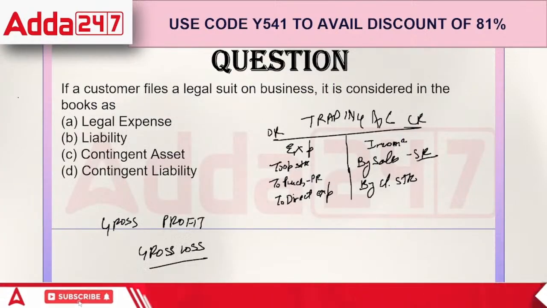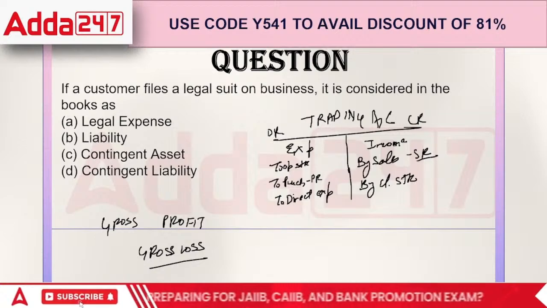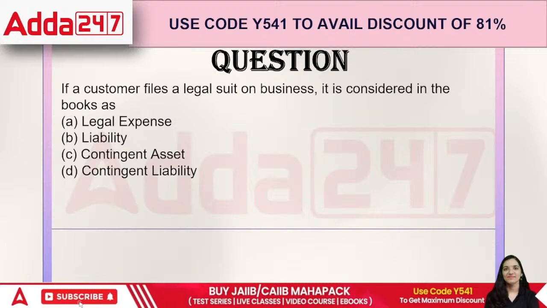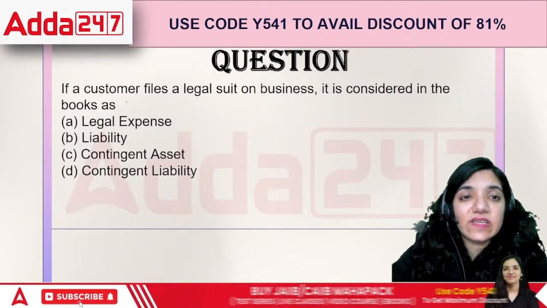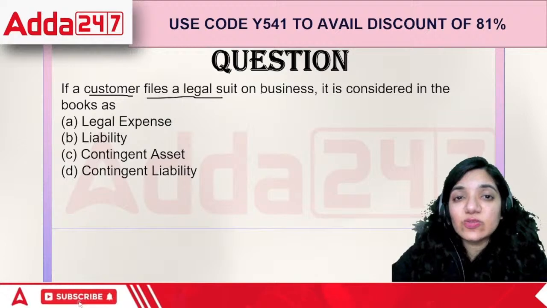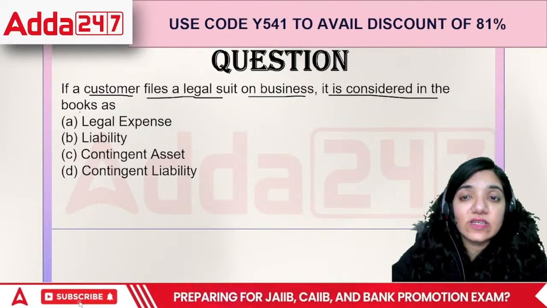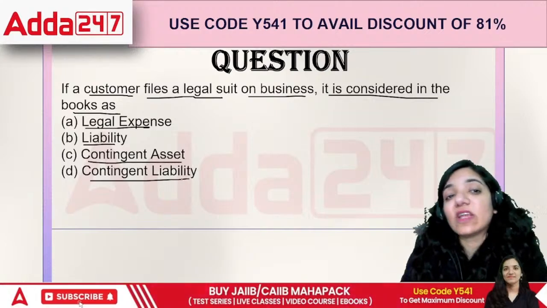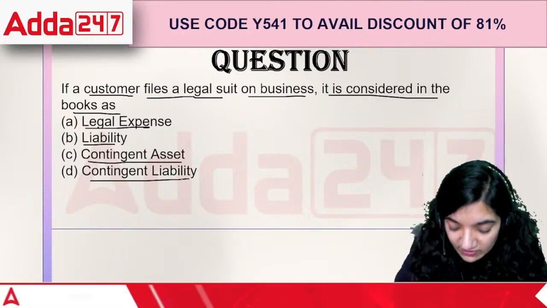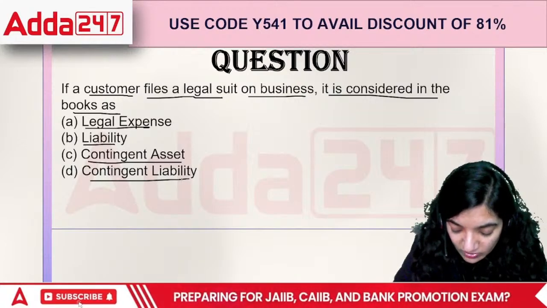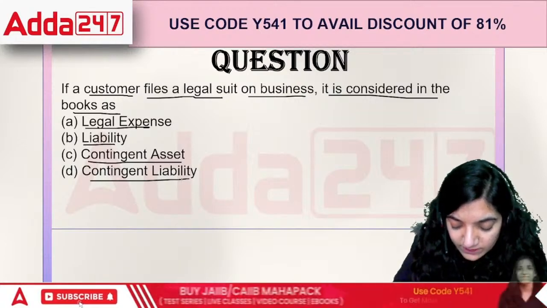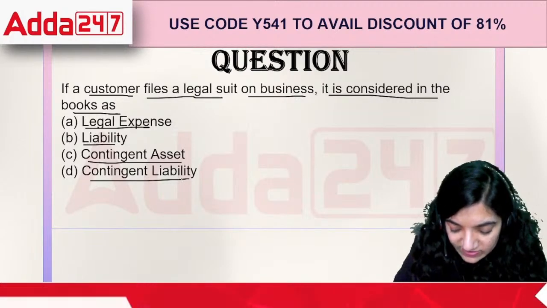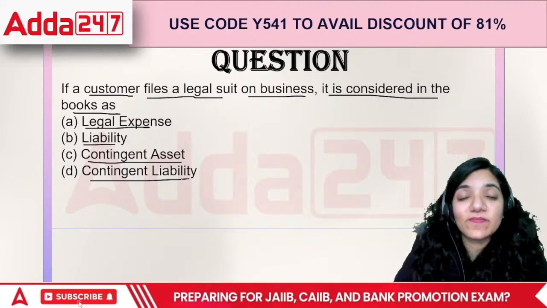Okay, so let's start with the class today, everyone. With the further conceptual knowledge, let's look at it. The question says, if a customer files a legal suit on business, it is considered in the books as legal expense, liability, contingent asset, or a contingent liability. If a person has filed a legal suit, how do we record it? If we are supposed to pay for a legal suit, then how will we record it?